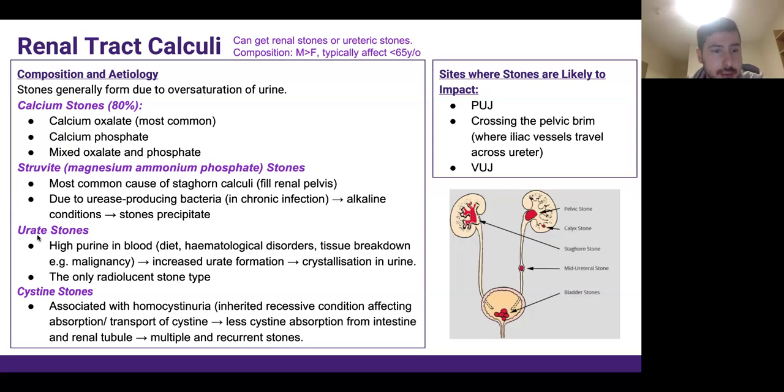We already discussed urate stones, so ones that contribute to high purine in the blood. So chemotherapy can be something, whenever there's a lot of tissue breakdown, so that can also include hematological disorders. So the more urate, the more chance they'll crystallize in the urine. And whereas all these are radio-opaque, urate stones are radiolucent. Less important are cystine stones, and these are related to homocystinuria, which is an inherited condition.